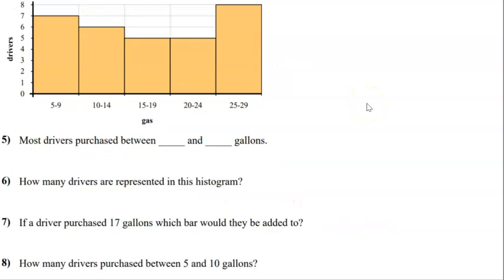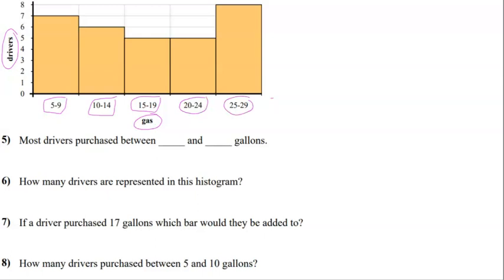One more example. In this case, you can see that we have drivers on the vertical and gas on the horizontal. So we're looking at how much gas drivers purchase. And in this case, our ranges are nicely defined for us. In the first example, we had that question of where does the 6 belong? Here we don't have that question. We know exactly which numbers belong in which column. So it's nicely defined for us in that way.